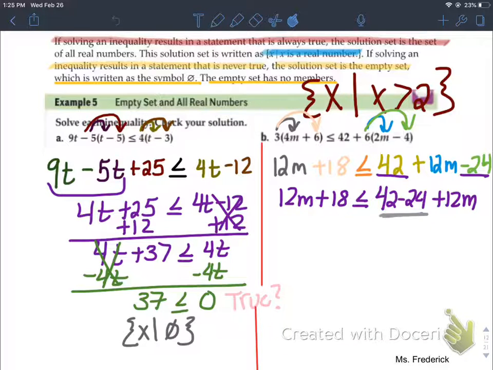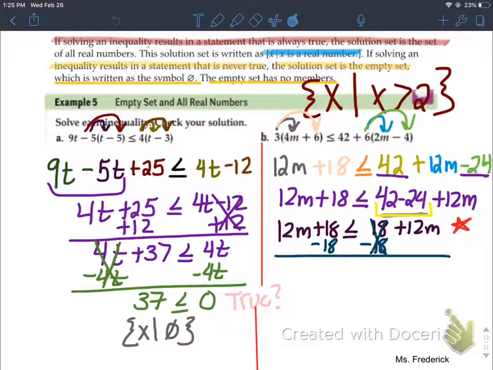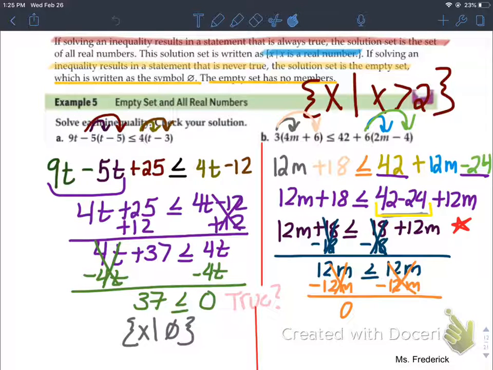Now you can see that 42 minus 24 is the side that we need to simplify first. So I do that and I get 12m plus 18 is less than or equal to 18 plus 12m. I put a red star here and I will talk about it in 1 second, but for now I'm going to continue on with the problem. So if I subtract 18 from both sides, I see that I get 12m is less than or equal to 12m. I could subtract 12m from both sides and see that I get 0 is less than or equal to 0. So I say again, is this true? And it is true. 0 is less than or equal to 0. 0 does equal 0. So we can say our solution set here is all real numbers.